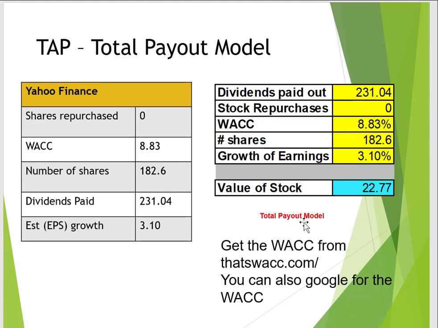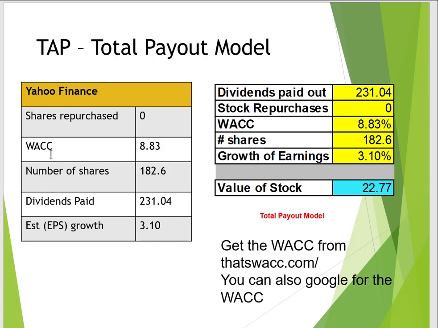So let's see how we apply this model. There is a worksheet, it's called Total Payout Model. Again, here's the variables we need. How many shares were repurchased this past year? Well, in this case, for Coors, they didn't repurchase any this year. You can see it's got a 0 here. Let's go down here. The number of shares, the dividends actually paid out, and the estimated earnings per share growth. These variables, including the shares repurchased, are all found in Yahoo Finance for the companies. And you should have gathered this information through projects, etc.